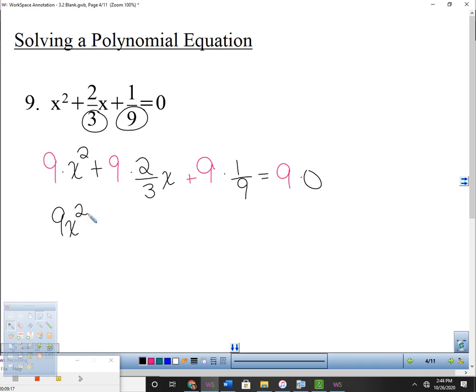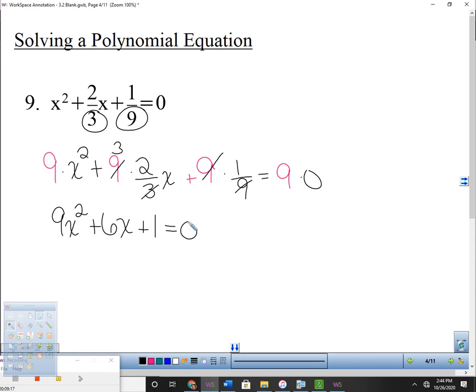9x squared. And then you can plug 9 times 2/3 in your calculator if you want to, but 3 will go into 9 3 times, and 3 times 2 is 6. And then on this one, the 9s will cancel, so I just end up with a 1, and that's equal to 0. So our goal here is to solve for x, right? But we can't solve for x when we have an x squared and an x. You have to get it down to something that you can set equal to 0.